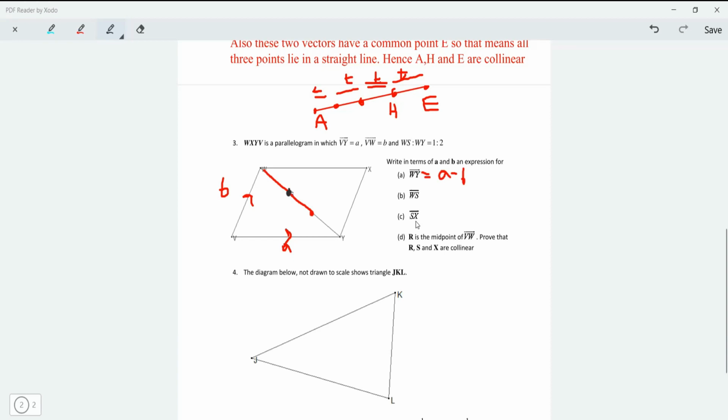Then let's find SX. To go from S to X, we can go from S to W, and from W to X. So now we need SX. To go from S to X, we just go from S to W, and then go from W to X. Nice. So now we need SW. SW is just minus WS. So SW would just be minus, instead of writing minus 1/3 of this, I'm going to write 1/3 of B minus A.